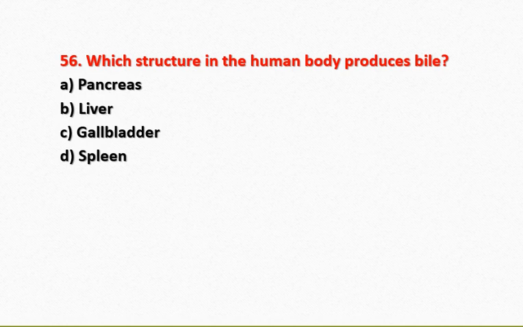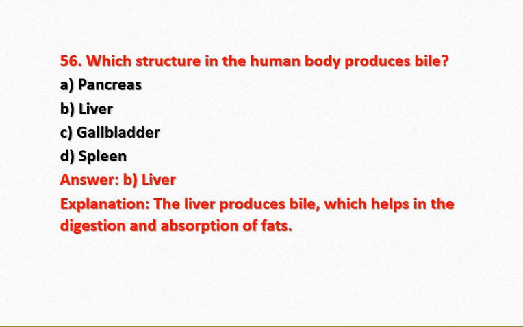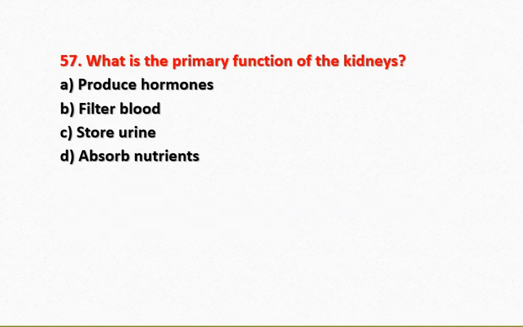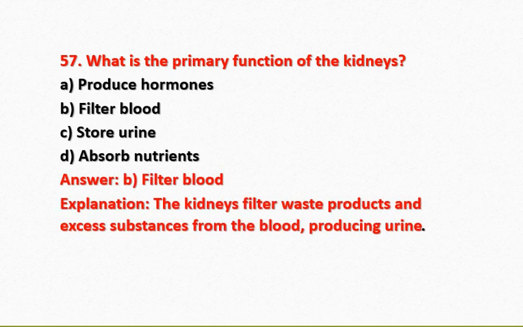Which structure in the human body produces bile? Correct answer is option B. Liver. What is the primary function of the kidneys? Correct answer is option B. Filter blood.